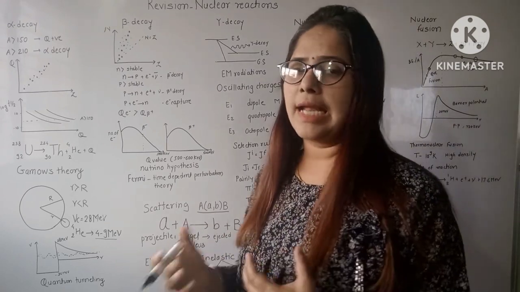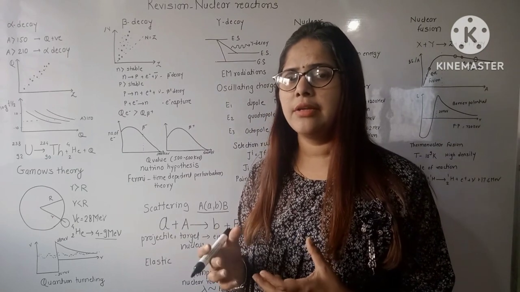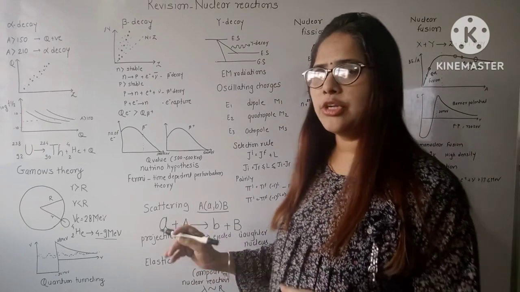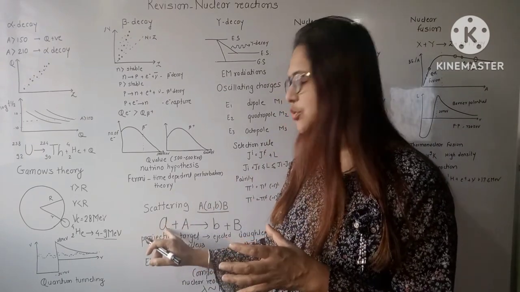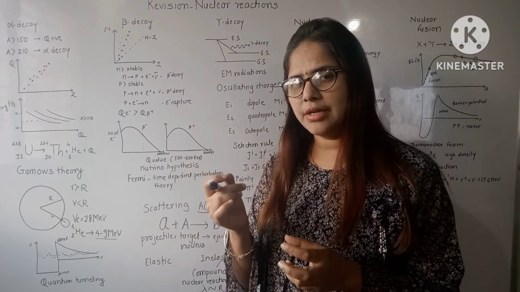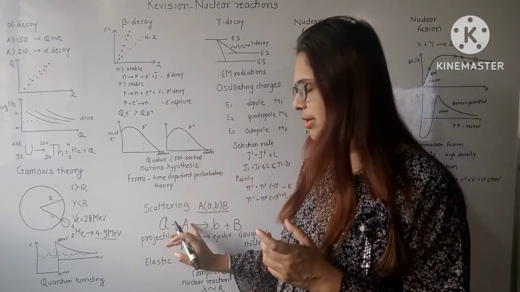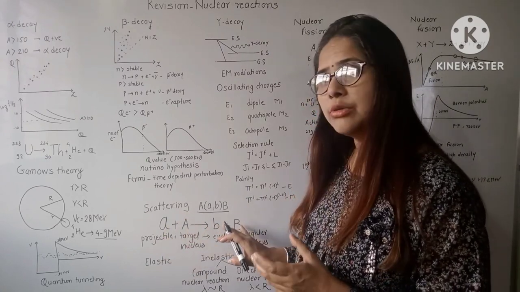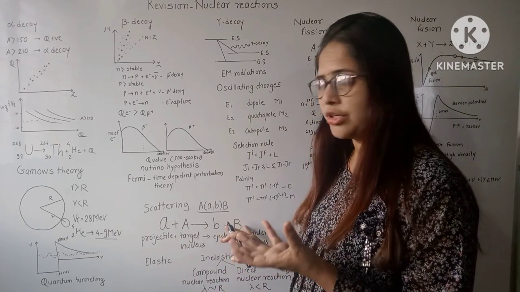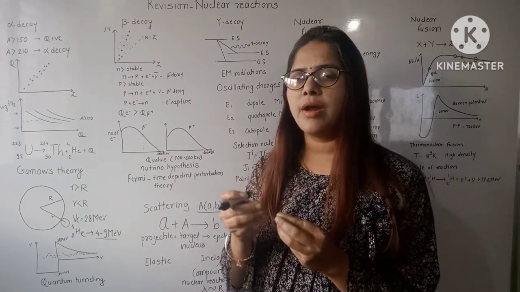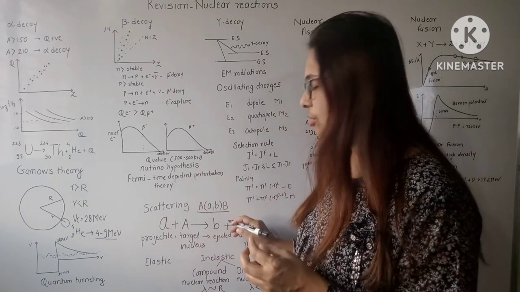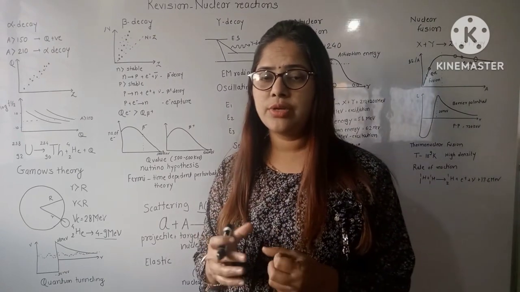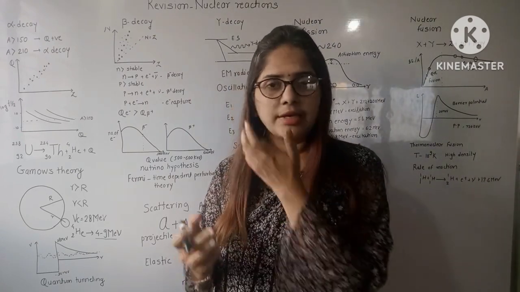In the scattering reaction, the nuclear scattering can be of two types. Generally the target nucleus is of heavier mass, and the projected particle has a very small mass, negligible compared to the target nucleus. So the target nucleus A will convert to the daughter nucleus B, and the smaller particle will be ejected along with capital B. The nuclear scattering will be of two types, like elastic scattering.